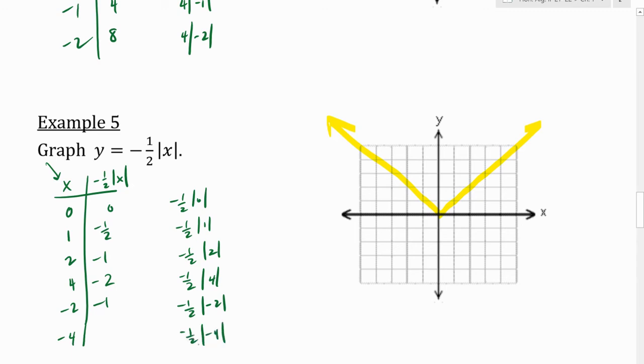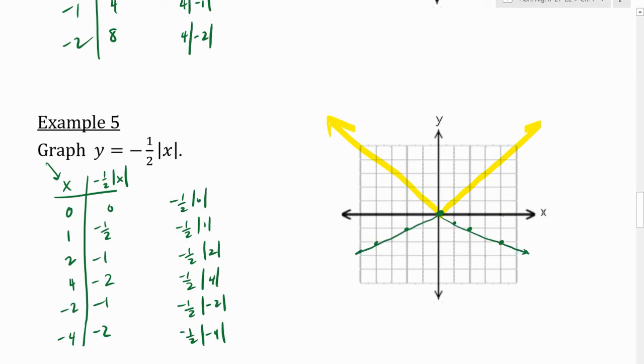Opposite of A, -4 is 4. Half that's 2. Opposite of that's -2. So let's look at this graph. Over 1 down a half. Over 2 down 1. Over 4 down 2. Back 2 down 1. Back 4 down 2.